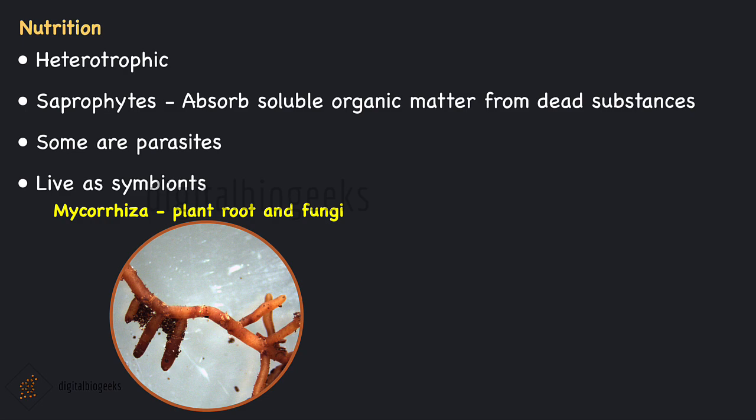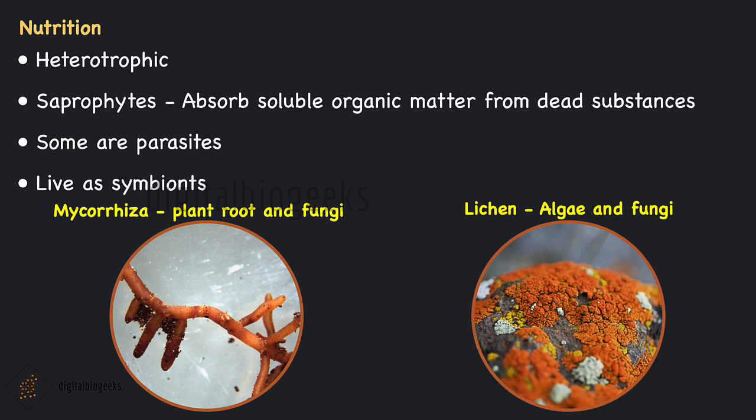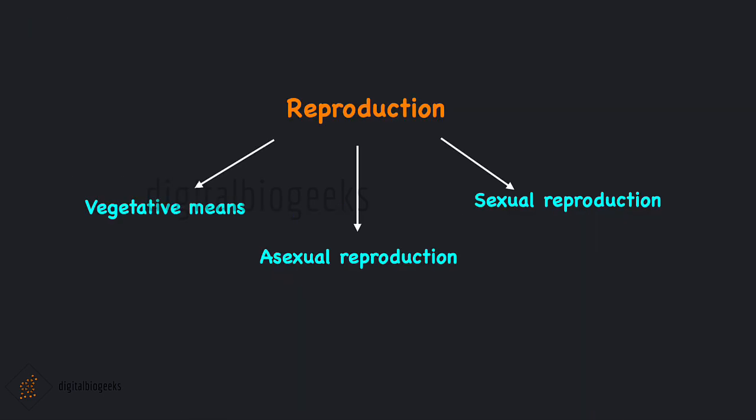In return, these fungal hyphae increase the surface area of the plant roots to absorb more water and nutrients from the soil. Lichen is a symbiotic relationship between a fungus and an alga, where the fungus provides protection to the alga and the alga can prepare food for the fungus as it is photosynthetic. Thus, both the organisms get benefited from the symbiotic relationship.